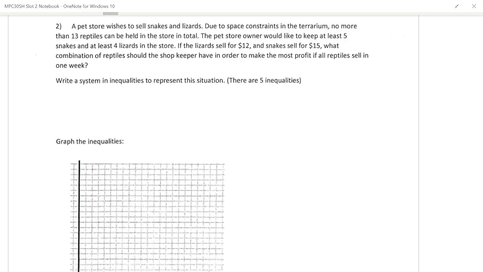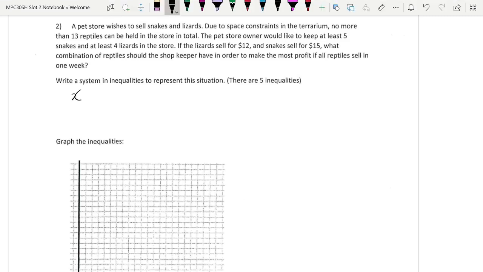So, we have, once again, 5 inequalities here. Let's start with the easy ones. I should say what's what. I'm going to say let x equal number of snakes, and y equal lizards.